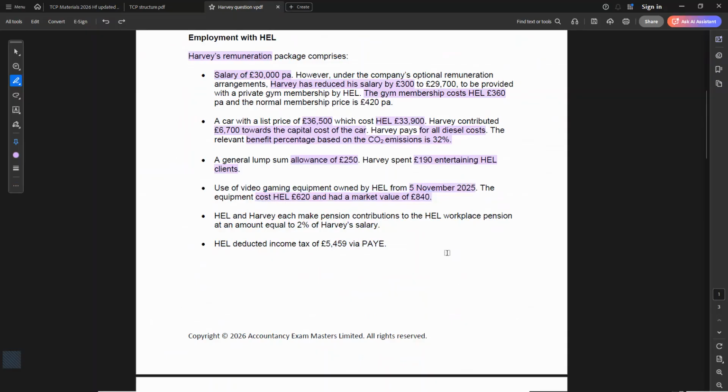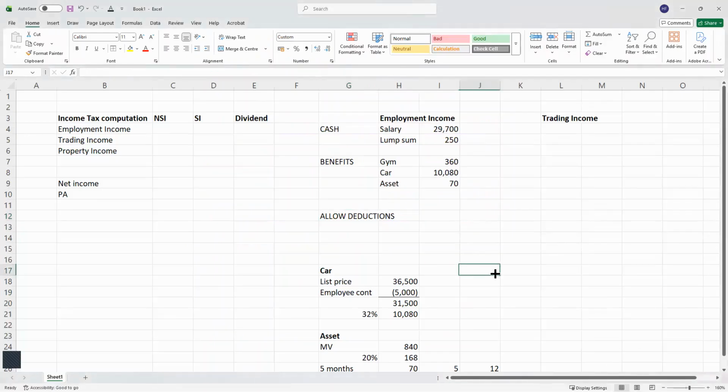We can then move on to the next point. HEL and Harvey each make pension contributions to the HEL workplace pension at an amount equal to 2% of Harvey's salary. So we can calculate the pension that both Harvey and his employer will be paying into his pension. We're told this is 2% of his salary.